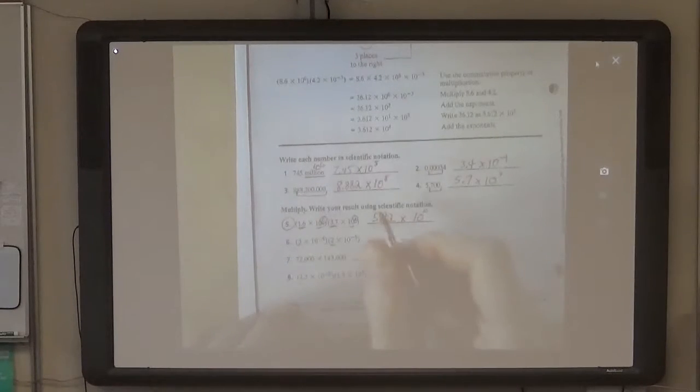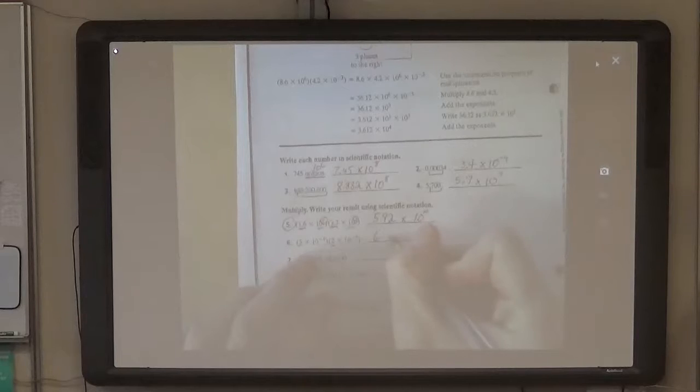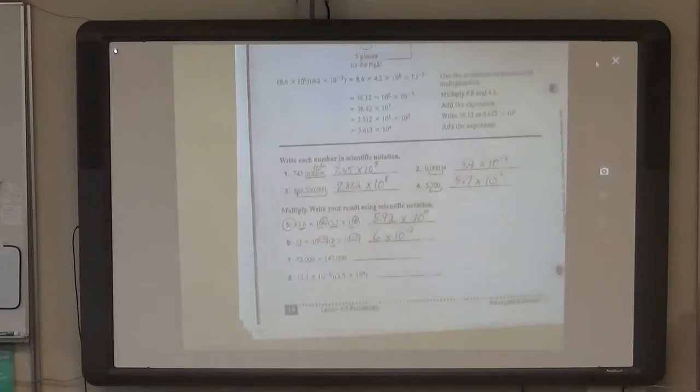Let's do this one without your calculator. Can you do 3 times 2? No. You better be able to. 6 times 10 to the, and you add the exponents. So it's negative 4 plus negative 5, which is, yeah, this is not complicated. Okay?